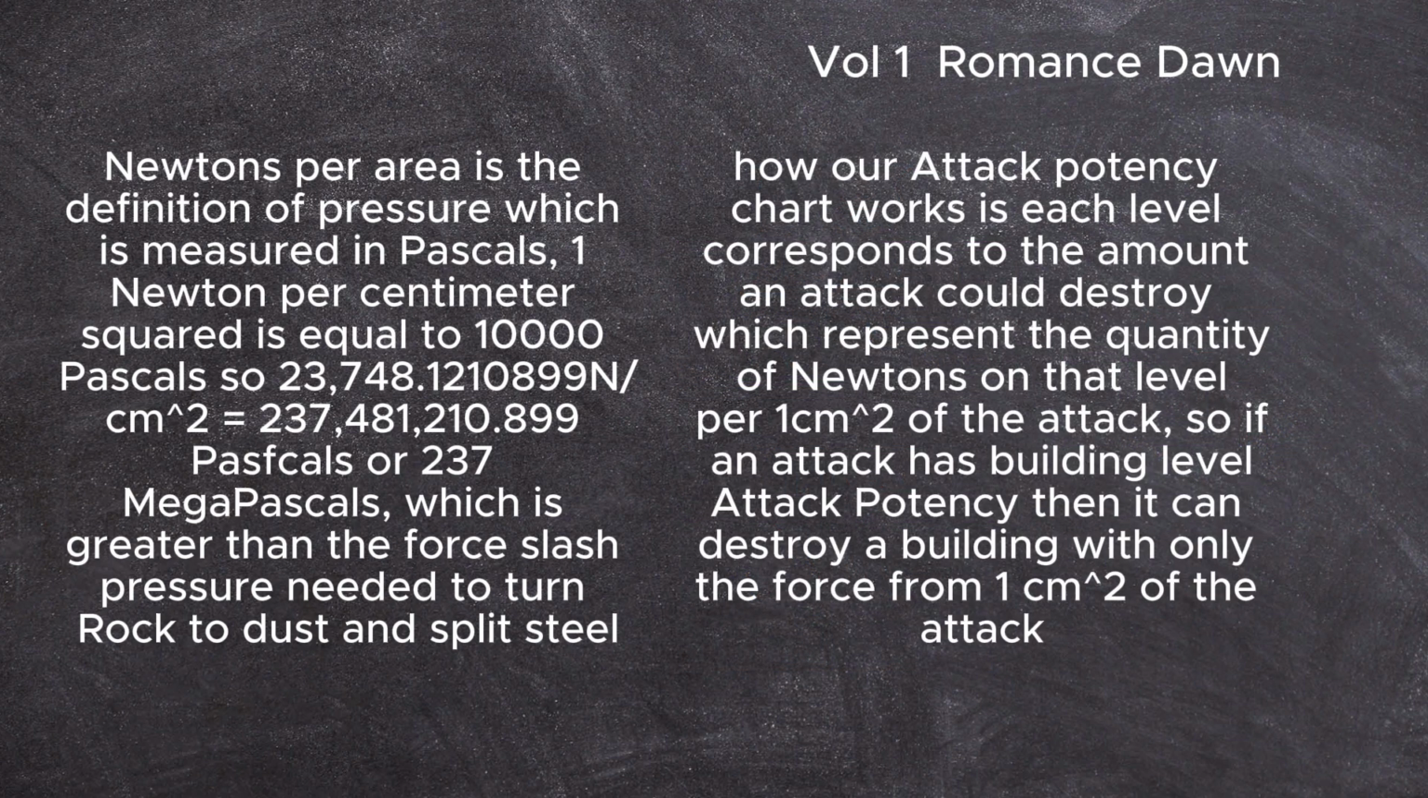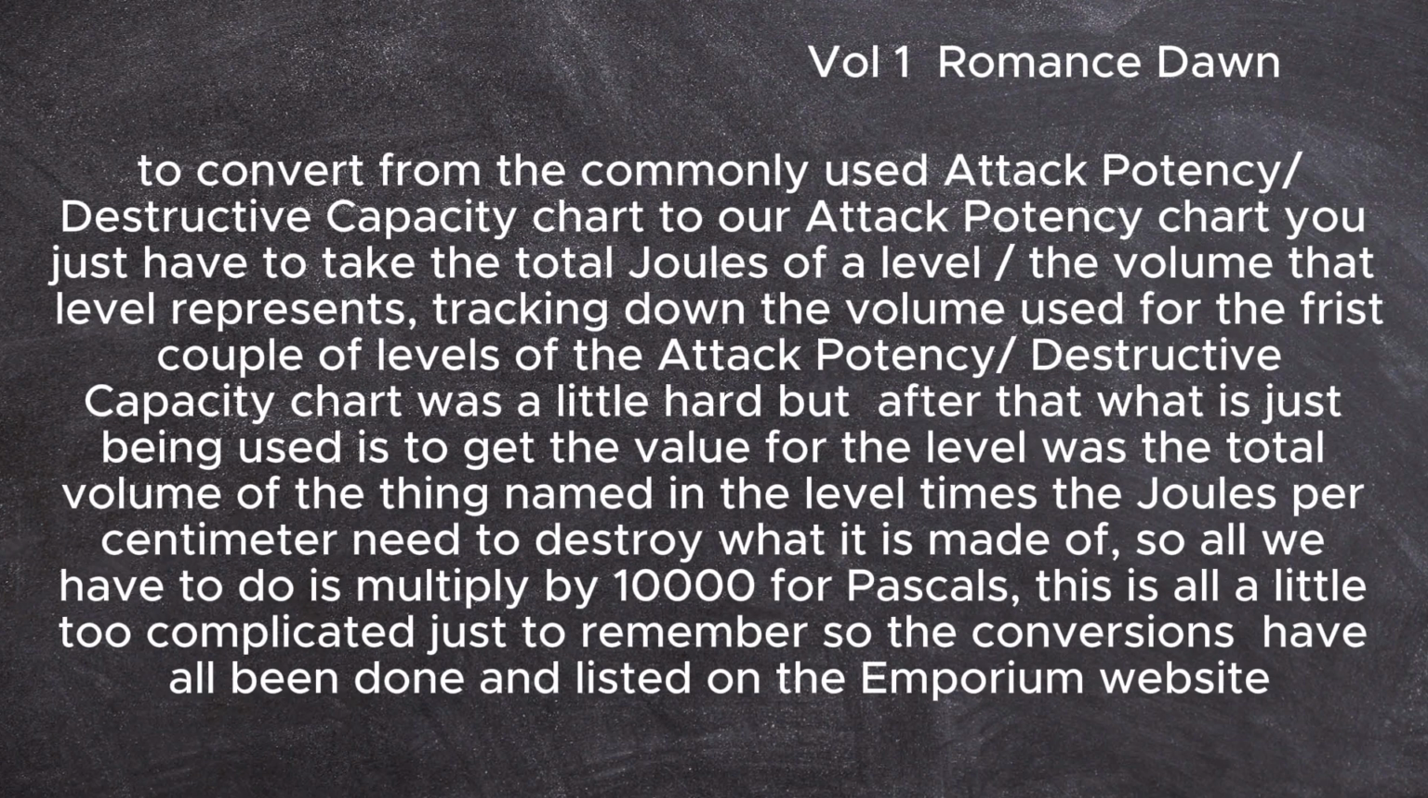How our attack potency chart works is each level corresponds to the amount an attack could destroy, which represents the quantity of newtons on that level per 1 square centimeter of the attack. So if an attack has building level attack potency, then it can destroy a building with only the force from 1 square centimeter of the attack. To convert from the commonly used attack potency / destructive capacity chart to our attack potency chart, you just have to take the total joules of a level / the volume that level represents.